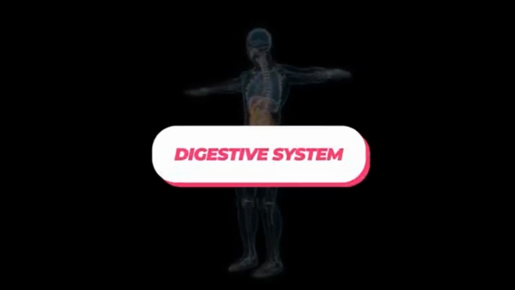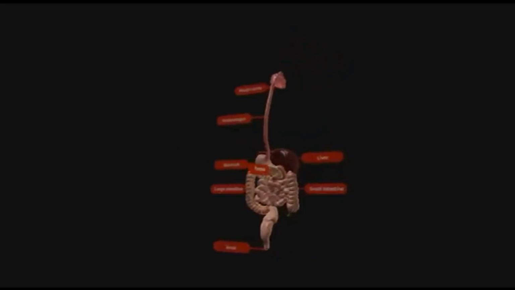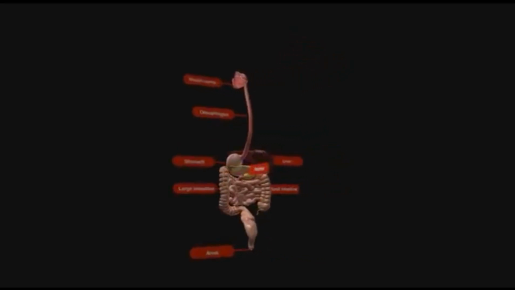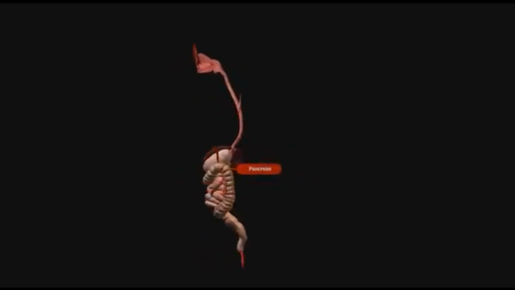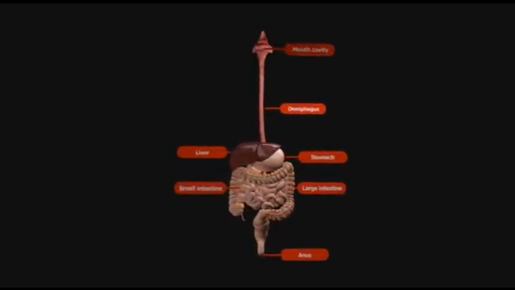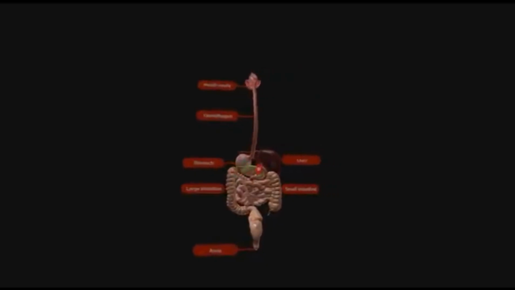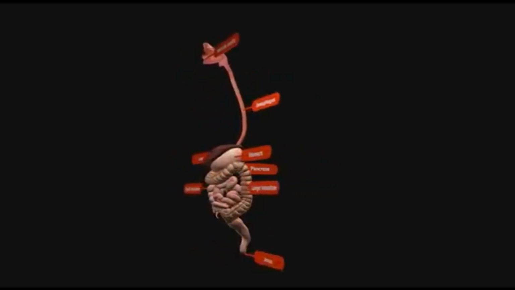Number 6. The digestive system. The digestive system is the body system that is responsible for breaking down food into nutrients that can be absorbed and used by the body. It consists of the mouth, esophagus, stomach, small intestine, and large intestine. The mouth is where food enters the body and where the process of digestion begins. The mouth contains teeth, which mechanically break down food, and the tongue, which helps to mix food with saliva.